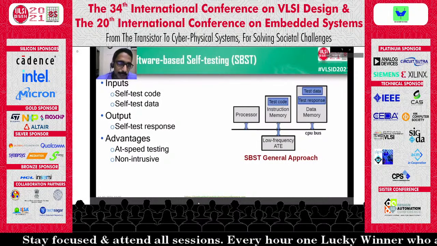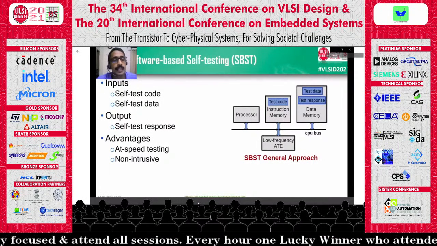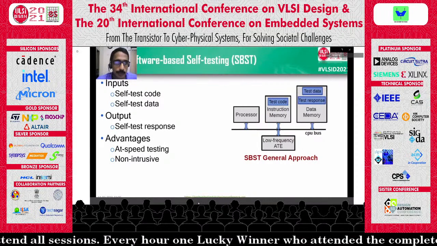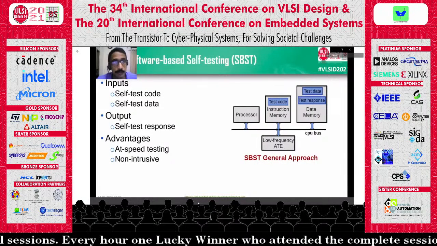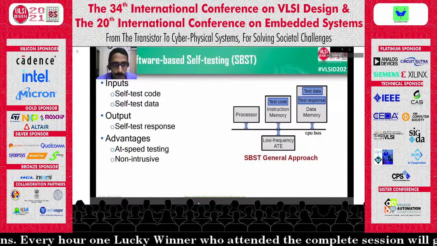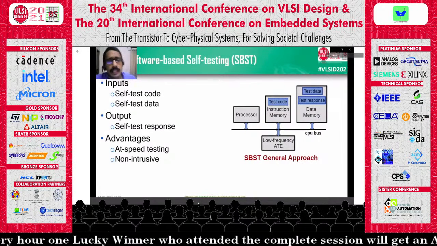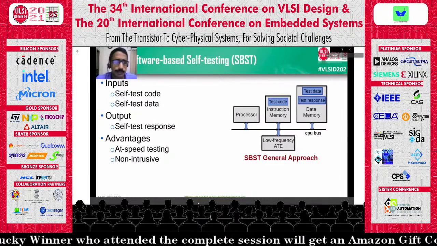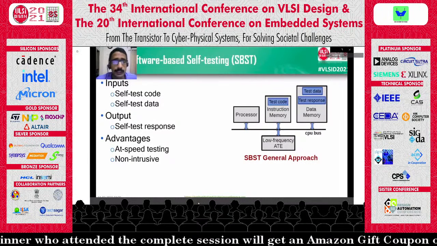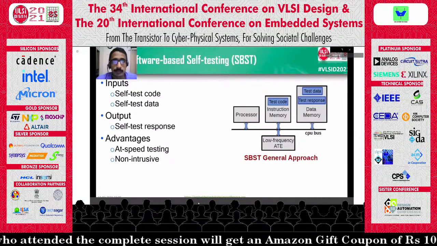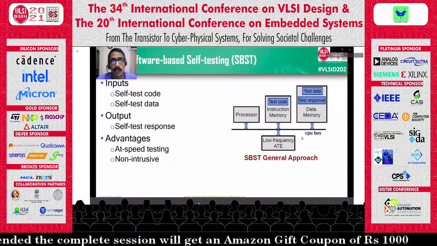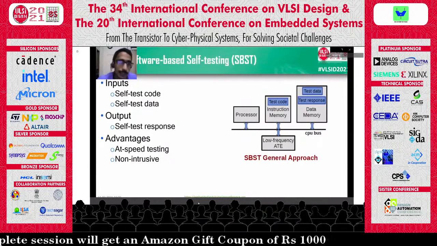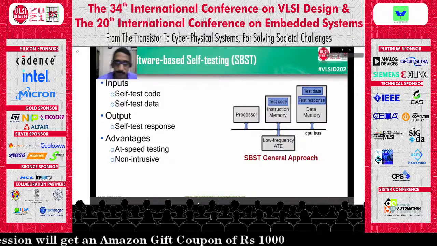So the inputs will be self-test code and the self-test data upon which this code is executed, and the output will be the self-test response, which will be compared with the expected response. The advantages are at-speed testing, that is, testing the processor at its operational frequency, and non-intrusiveness. That is, we are not modifying any design, or adding any additional hardware circuitry for the sake of testing.